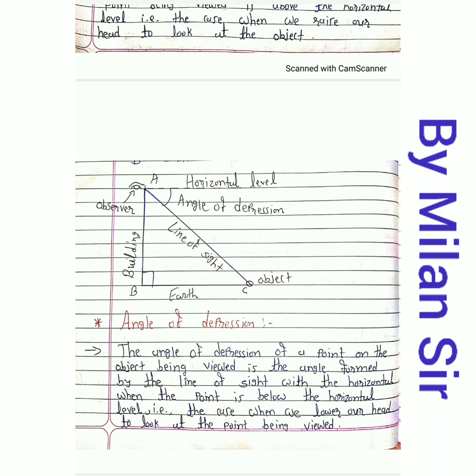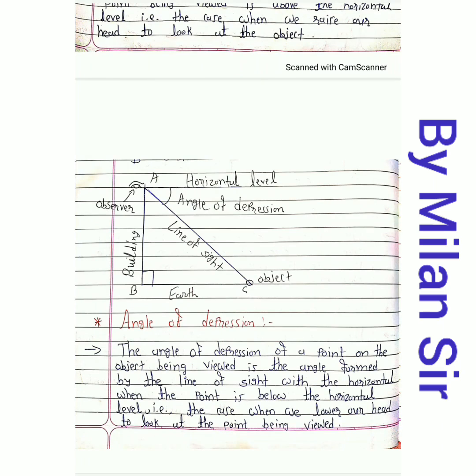Here one example is there. Now this time the observer is standing at the top of the building, and one object, point C, is on the earth. So the observer needs to lower his head because the height of the object is less than the height of the observer. In this type of situation, this is our line of sight, this is the horizontal level, and this acute angle is called the angle of depression.